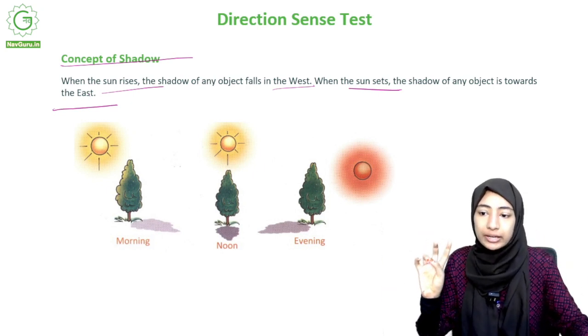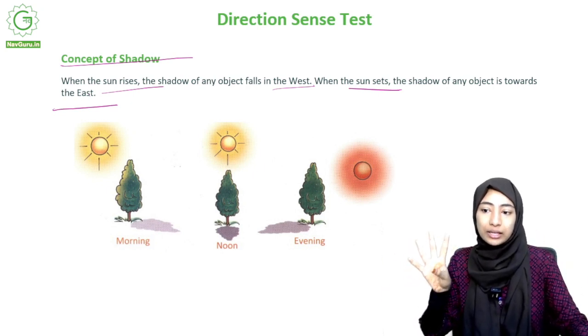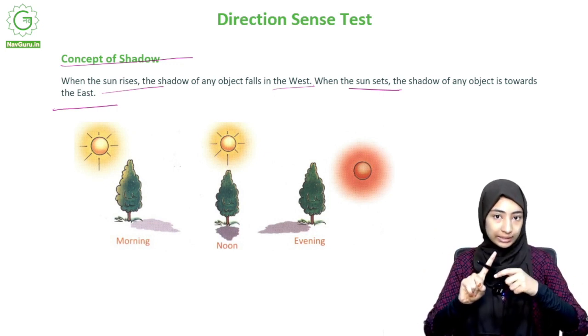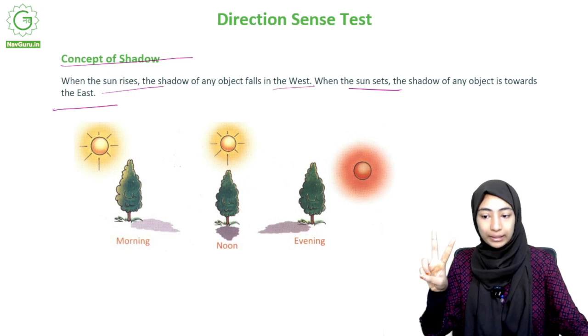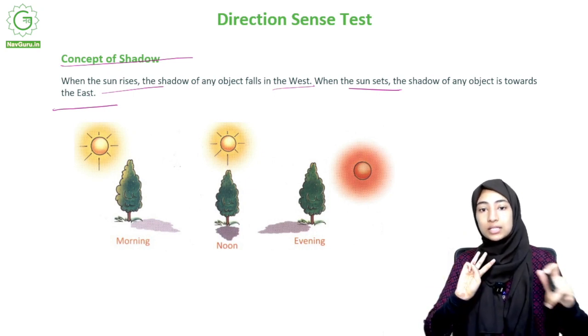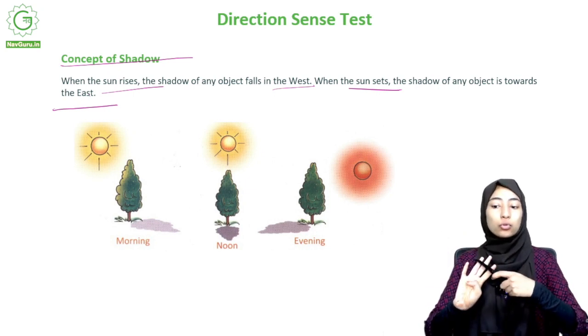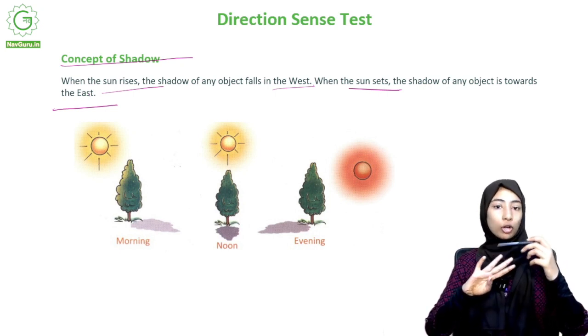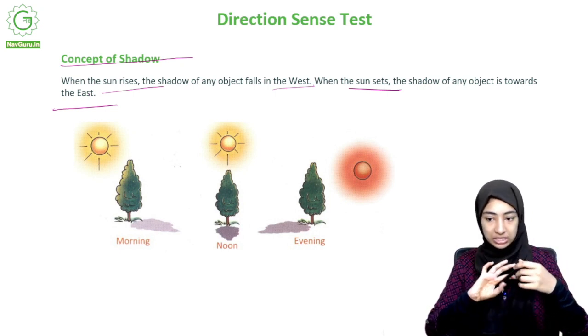So that's just there is. So basically four things. One is your cardinal directions. The second one is your Pythagoras theorem. The third one is your angle of movement. The fourth one is your concept of shadow. These are the four broad topics you have under direction sense test, okay?